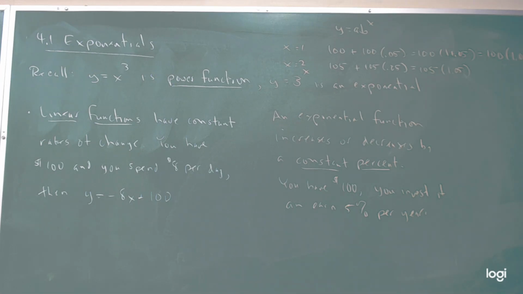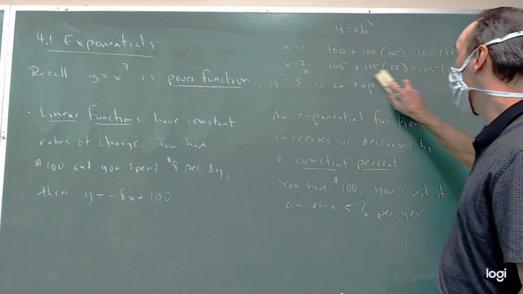But now that 105, we got that from 100 times 1.05. So I'm going to replace that 105 by what we called it there. There's 100 times the 1.05 times another 1.05, which makes 1.05 squared. So here's where the exponential piece comes in. That makes sense? So what would it look like after the third year?